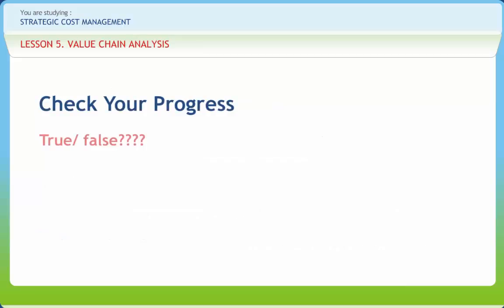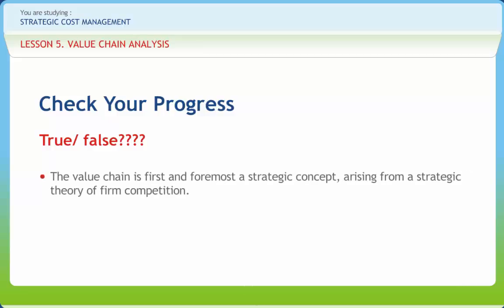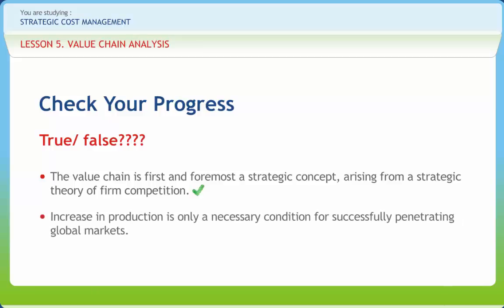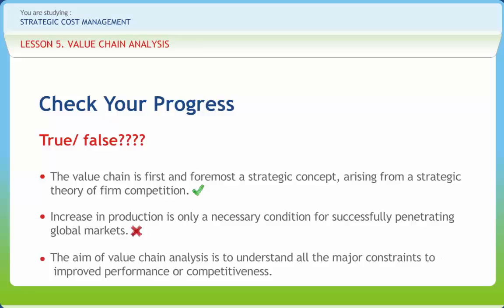Now let us check if we have understood the various concepts discussed in this lesson clearly. The value chain is first and foremost a strategic concept arising from a strategic theory of firm competition. Right or wrong? Right. Increase in production is only a necessary condition for successfully penetrating global markets. Right or wrong? Wrong. The aim of value chain analysis is to understand all the major constraints to improved performance or competitiveness. Right or wrong?